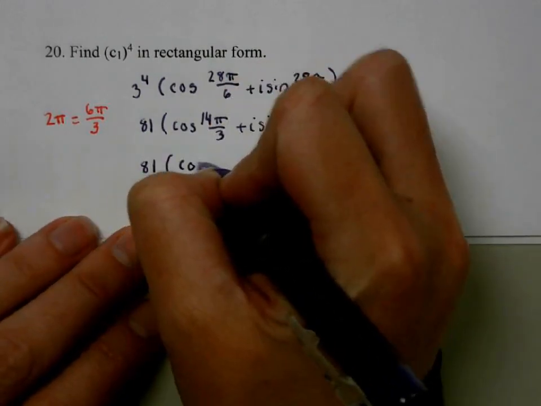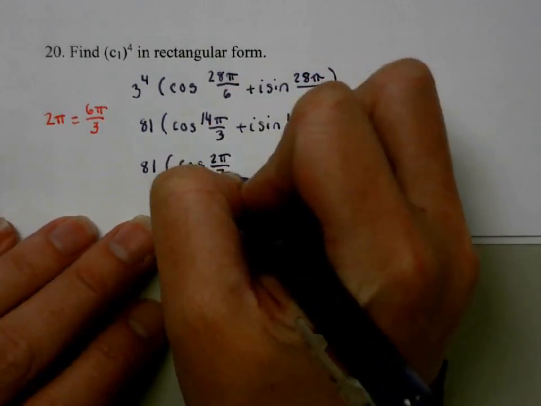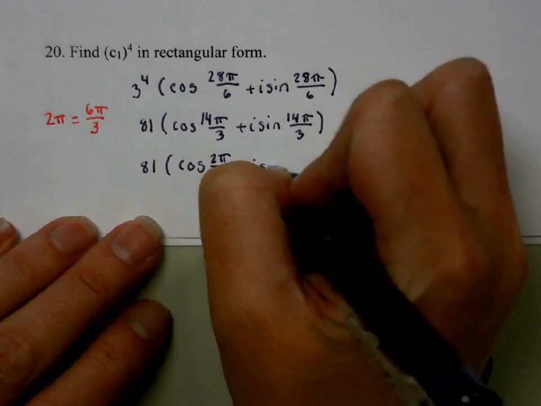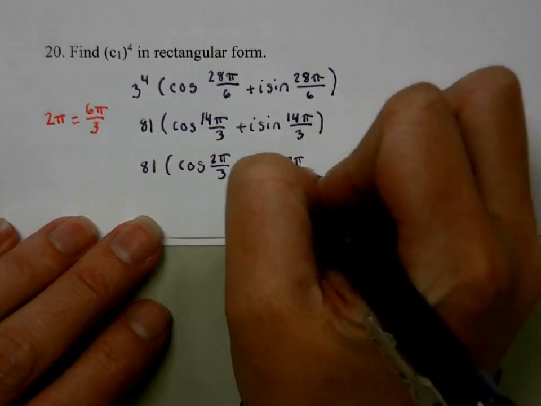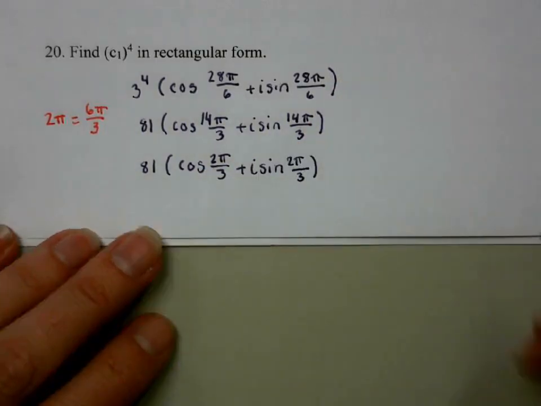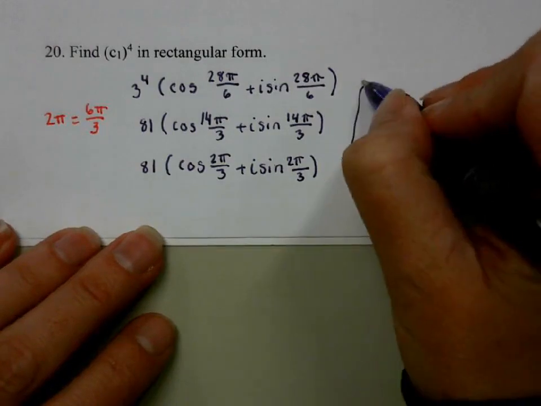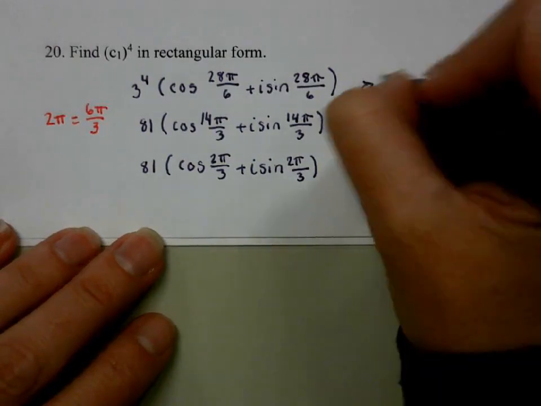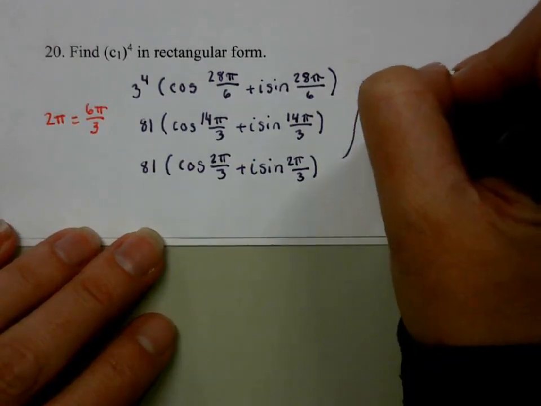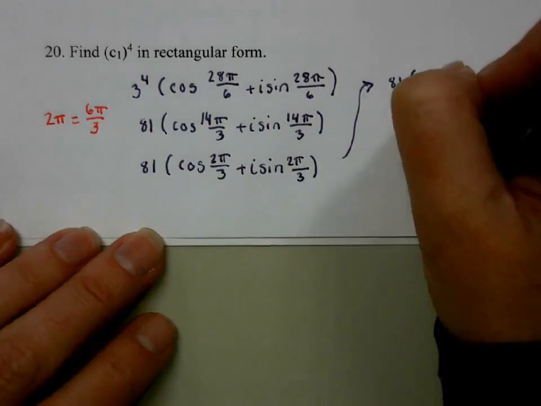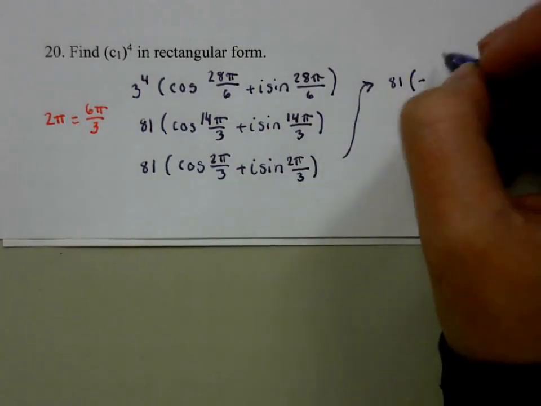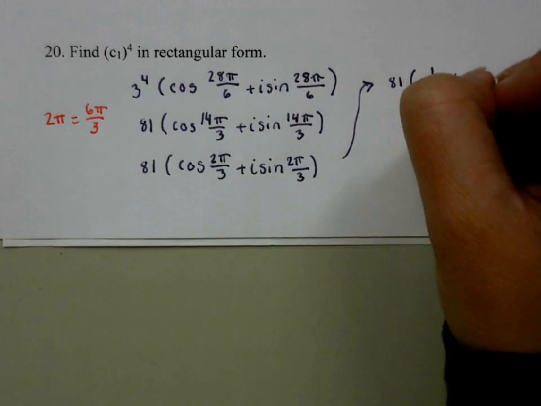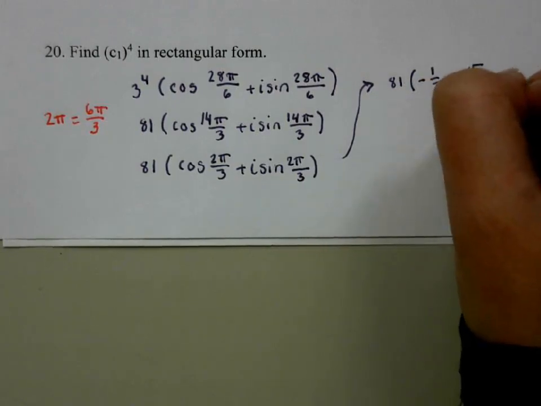Okay. So then we use our unit circle. Cosine of 2 pi over 3 is negative 1/2. The y value there is positive root 3 over 2. So my final answer here is going to be negative 81/2 plus 81 root 3 over 2.